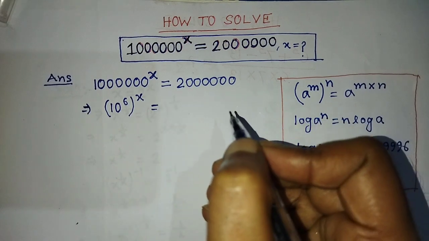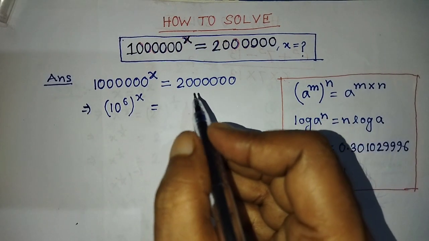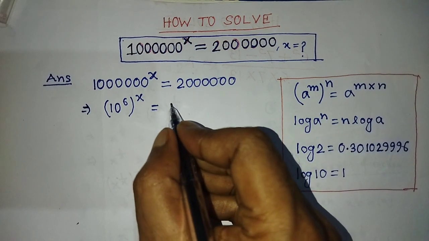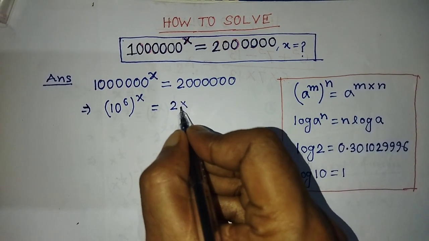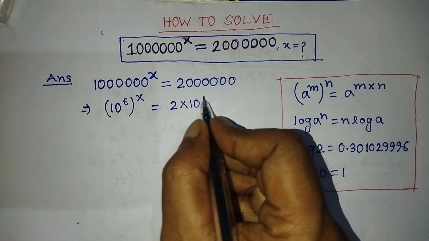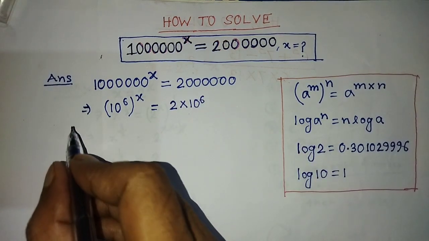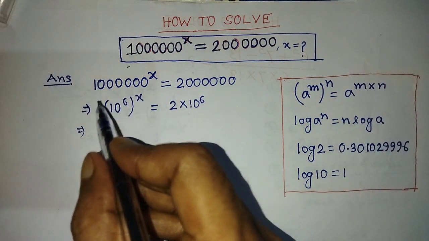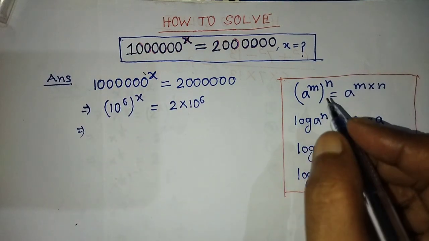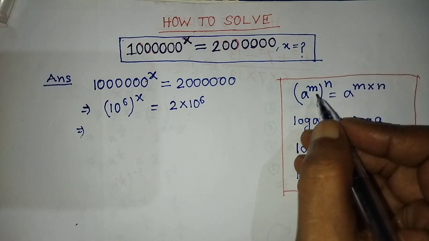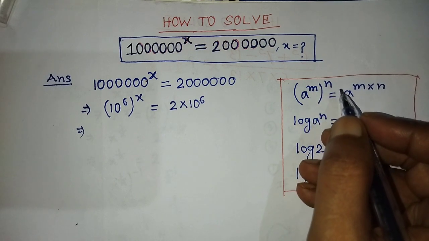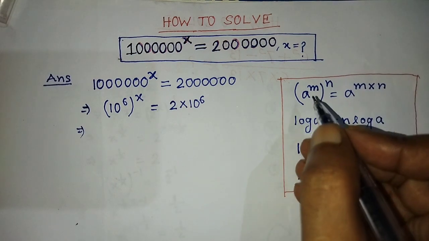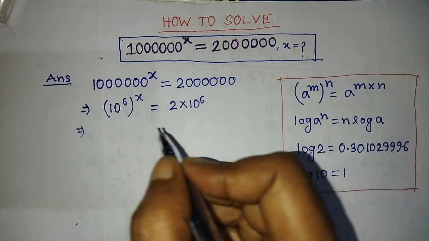And on the right hand side, if you convert 20 lakh in exponential form, we write 2 times 10^6. Okay my dear student. After that, to simplify this exponential form, we have to apply this formula: (a^m)^n is equal to a^(m times n). We apply this formula on the left hand side.